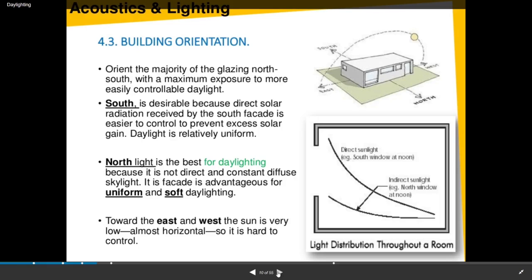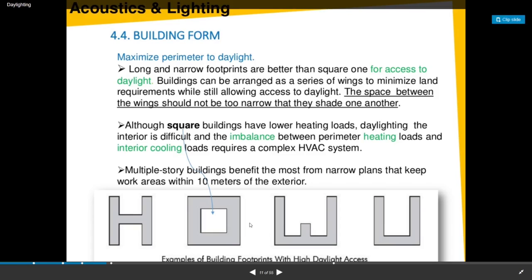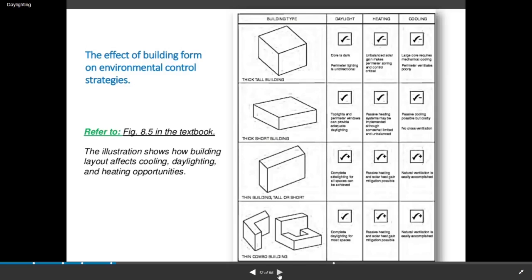This is really good stuff. Building orientation. Look at this building form. So instead of just building a normal house where in the centre of the house you don't get any light, if you build long and thin like this, then you're bringing in light from each of the shapes. They're just surrounded by light. Really effective way of designing. This is the effect of building form on the environmental control strategies, how we talk about daylighting and heating and cooling in different shapes of buildings, giving you a better understanding of a better way of designing.